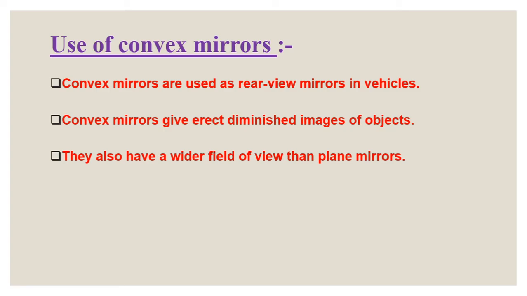The use of convex mirrors. Convex mirrors are used as rear view mirrors in vehicles. Convex mirrors give erect, diminished images of objects. They also have a wider field of view than plane mirrors.